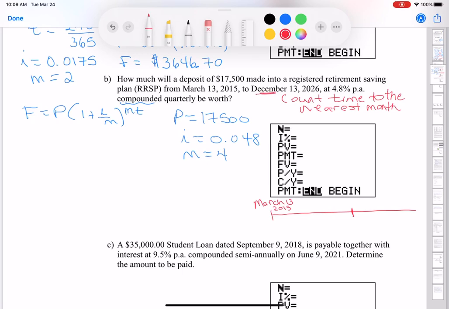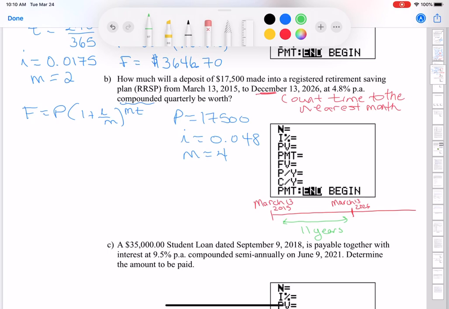We know we need to get to December. So we know what comes first. Does March come first or does December come first? And clearly it's March that comes first. So we're going to count to March 13th, 2026. And this way we can get the full number of years that we have. So in this duration right here, we see that we have 11 years total.